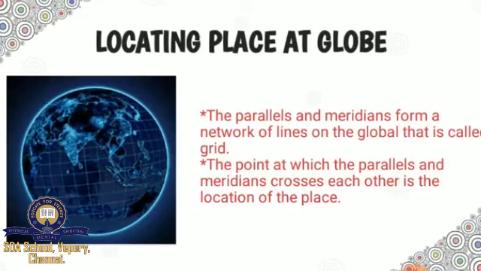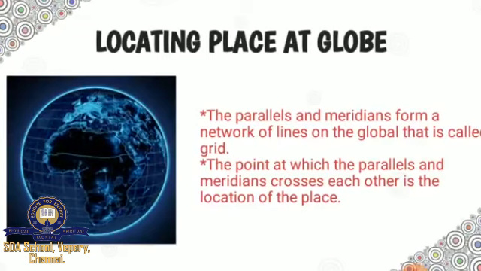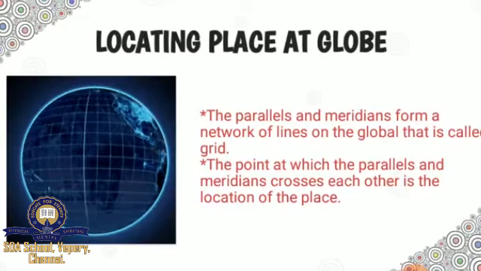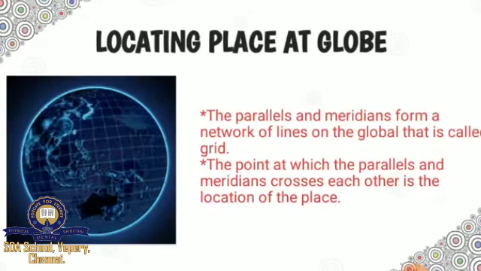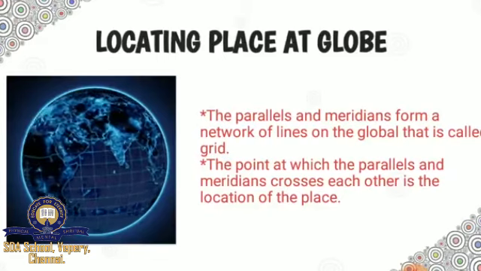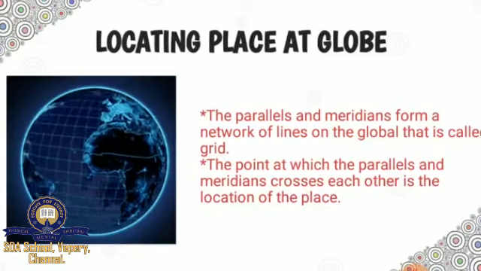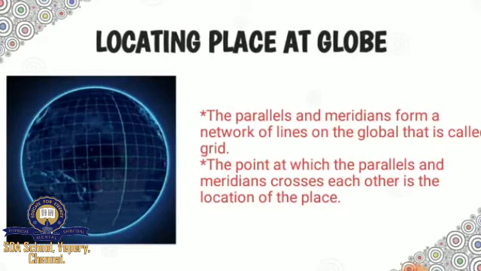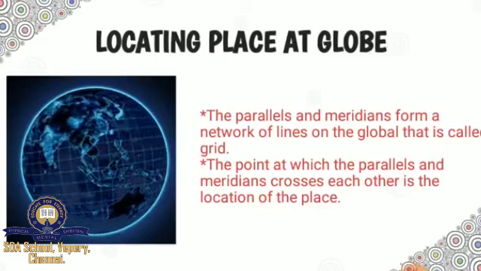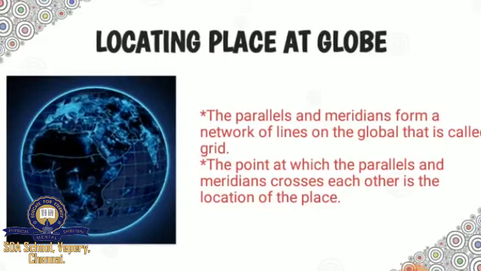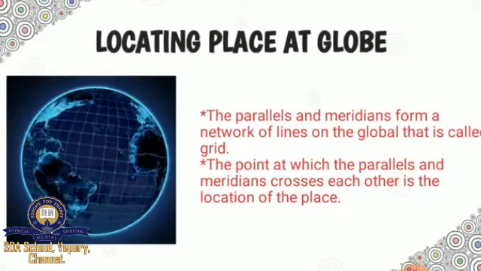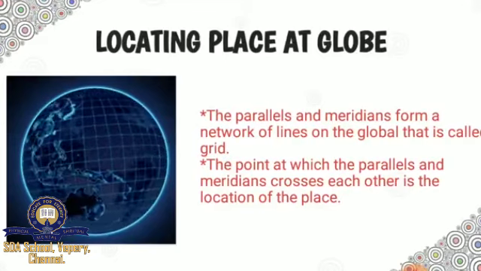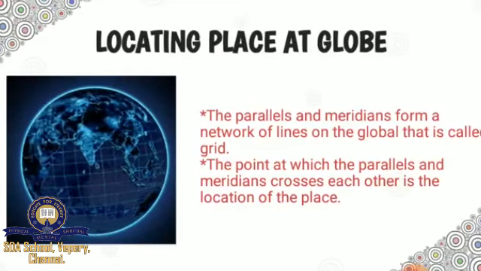Can you see the small dots? That dot is the location of the place. I'll repeat how to locate. To locate a place, first we must know values of parallels or latitude and its meridian or longitude. The point at which the parallel and meridian cross each other is the location of the place. This is about locating places on the globe.